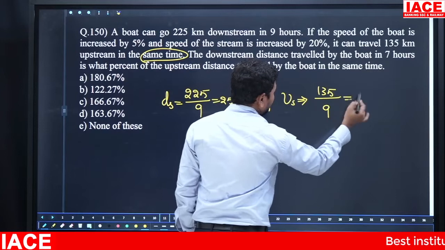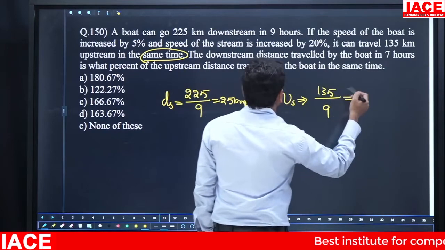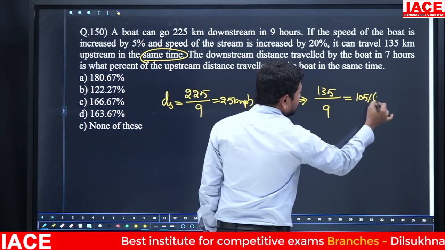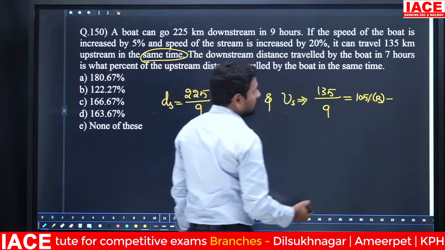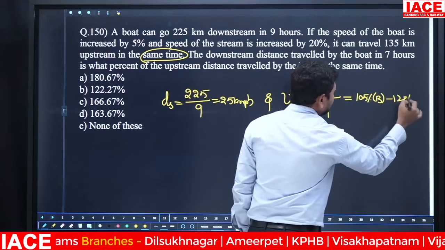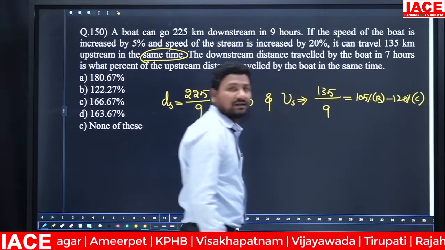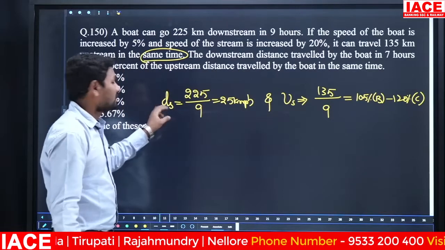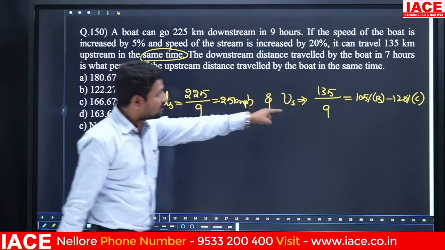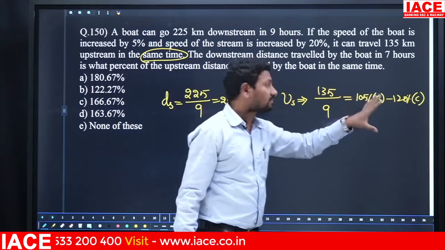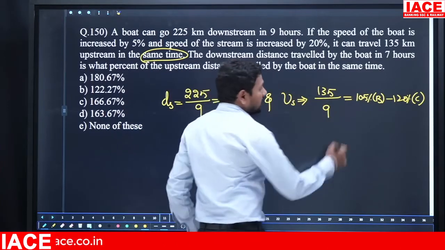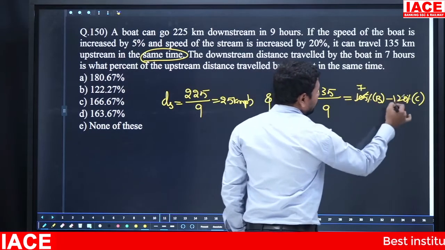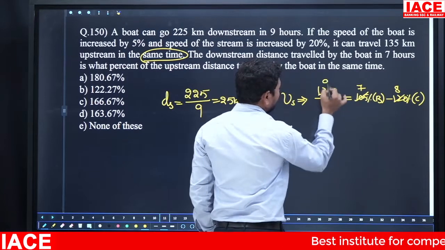9 hours. But the boat speed is increased by 5%, meaning it becomes 105% of the boat speed minus 120% of the current speed. C for current, the water speed. B for boat speed. US is upstream speed, DS is downstream speed, with boat speed and current speed. We have to solve this equation. Here 105% means 105 by 100.